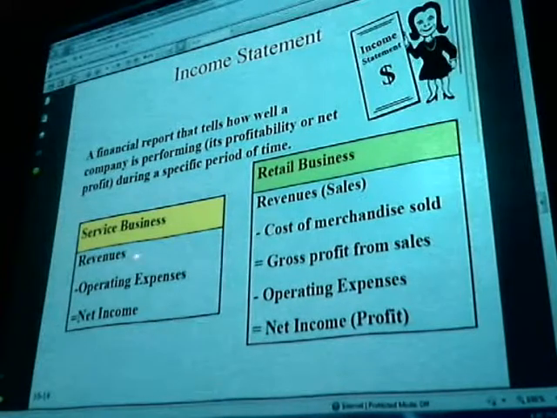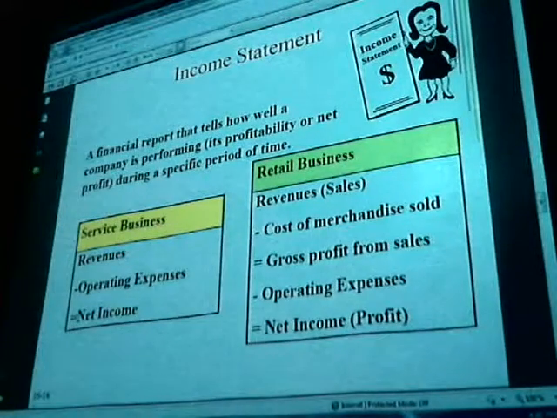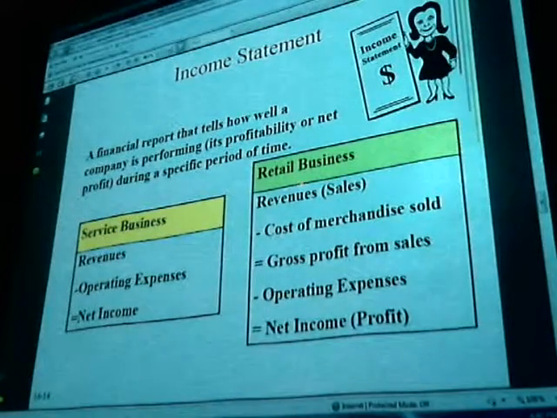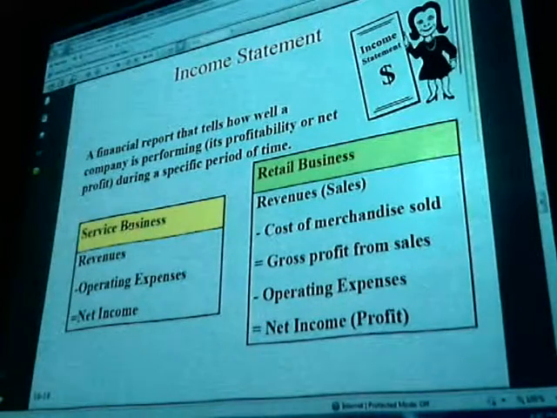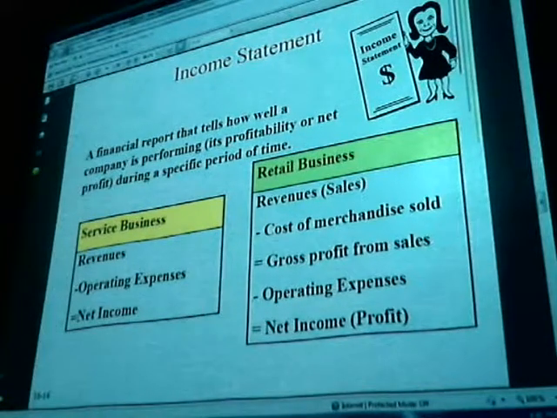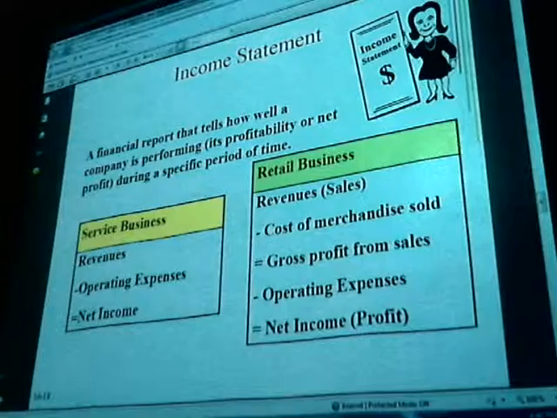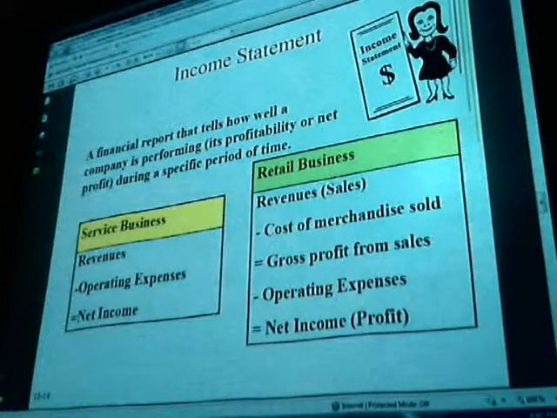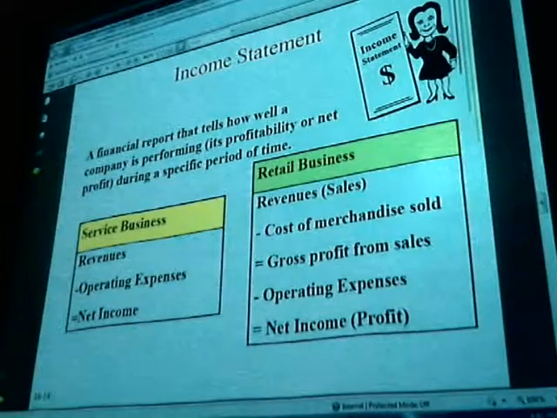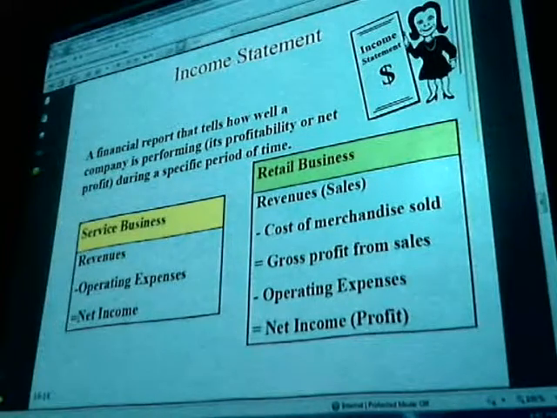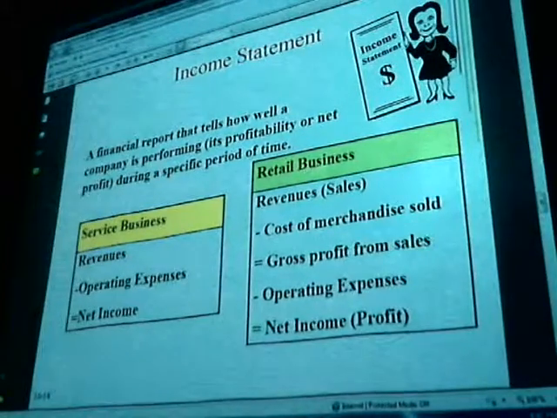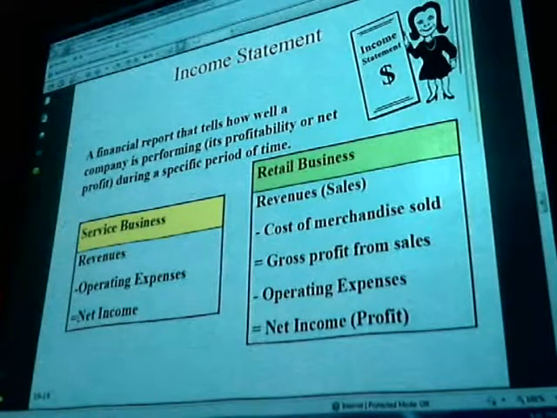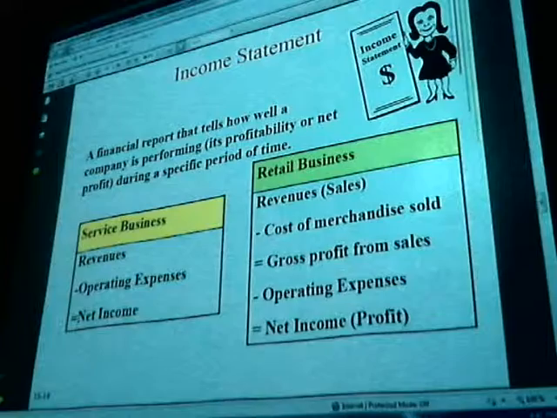And here we stick to mainly service and retail. A service business would be like a school, a doctor, an auto mechanic. You don't buy a physical product, you buy a service. Okay, I'm not even going to go there. Just trying to get through this. This is a very simple business. We're keeping things simple.